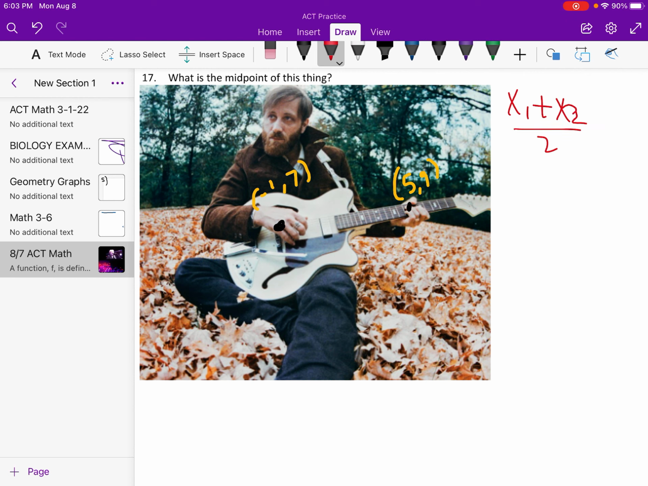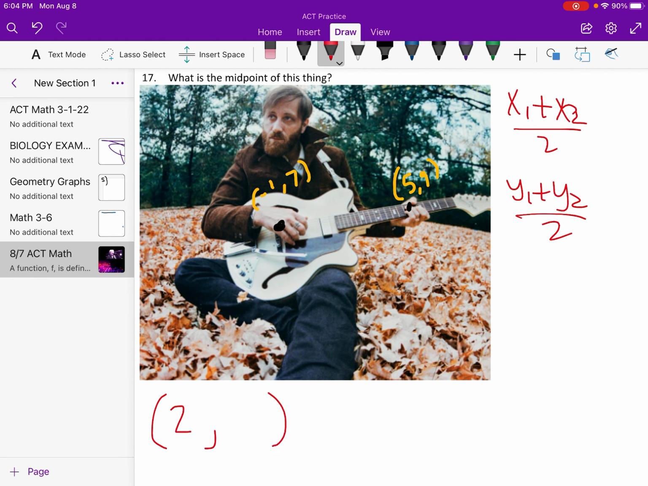That's the x point. And then y1 plus y2 divided by 2. You might first think, oh, you just count what's in between them and divide it by 2. No, that's not right. That's not what you do. So we add the x's. That's negative 1 plus 5. That is 4 divided by 2 is 2. So we know the x is 2.